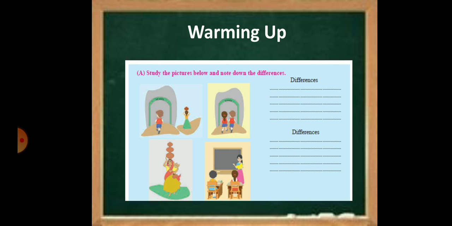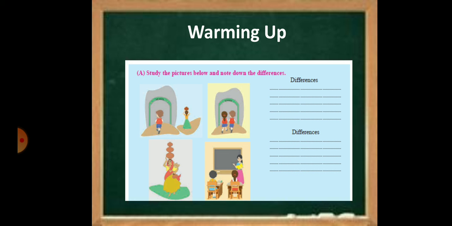In the first set, we can see that a boy is going to school while a girl of the same age is carrying a pot of water. In the second picture, both the boy and the girl are going to school. The second picture supports equal right of education to girls and boys.